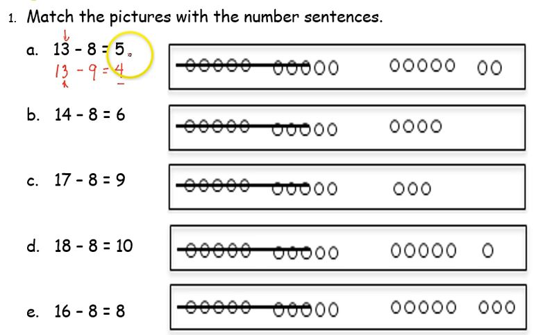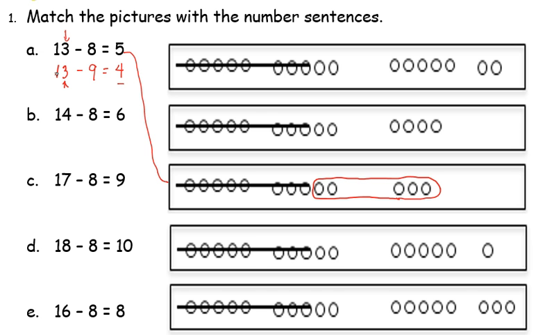To find the matching picture, I'm going to look at the group that is 3 and 2 more for the answer. So if I look down my column here at the pictures, I can see here I have 3 and 2 more. So this picture shows 13 minus 8 equals 5. We've crossed off the 8. There's 2 left here and 3 more. So that's the matching picture for that problem.